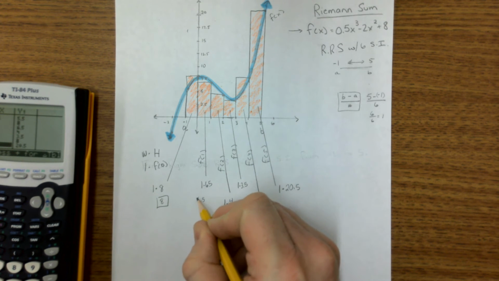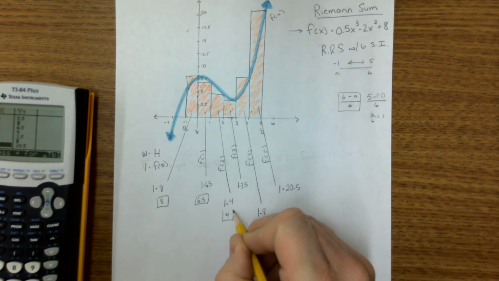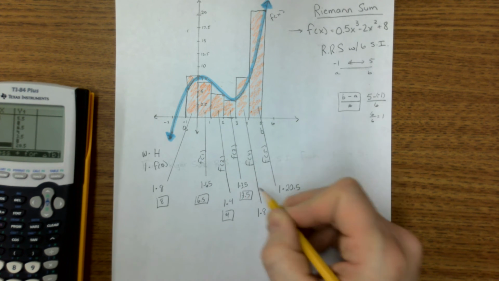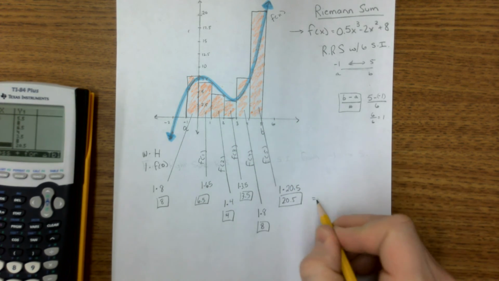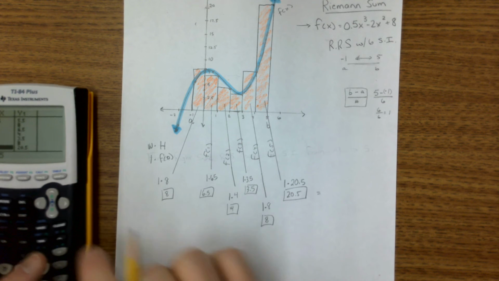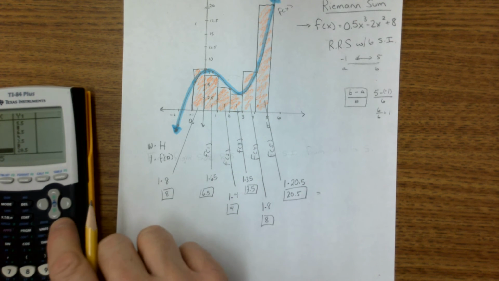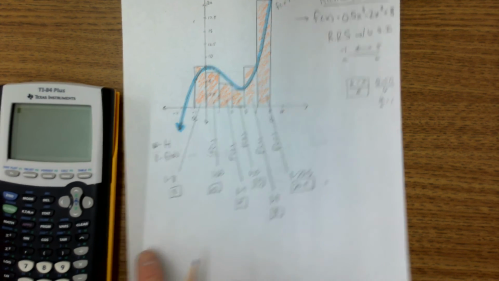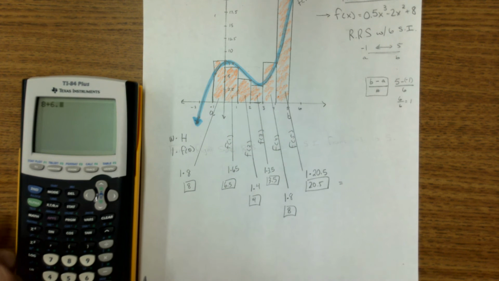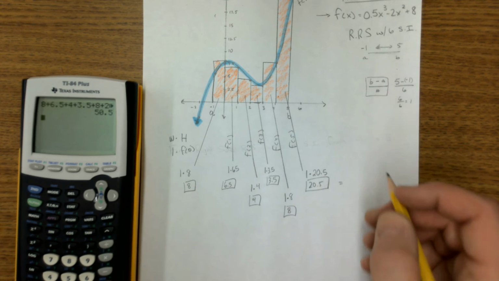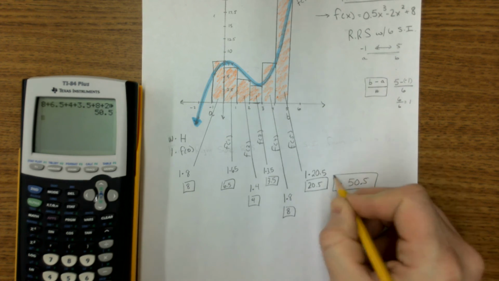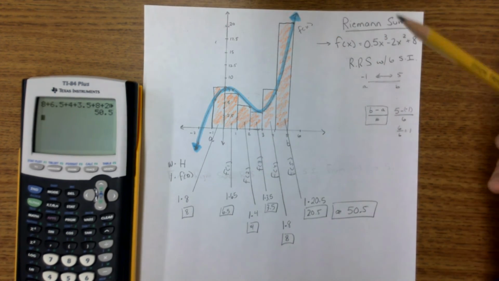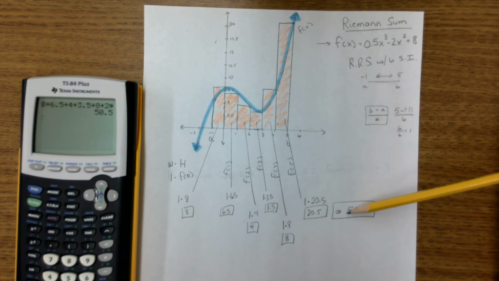This is 6.5, 4, 3.5, 8, and 20.5. There's all our rectangles. All we have to do is add them up. See what we get when we add them up. We have 8 plus 6.5 plus 4 plus 3.5 plus 8 plus 20.5. We have an area of 50.5, and this is again an estimation. There's a way to find it exact that we'll get to later, but it is an estimation here.